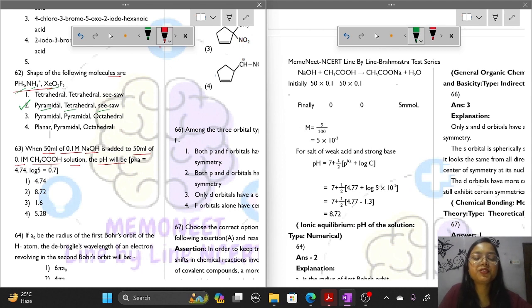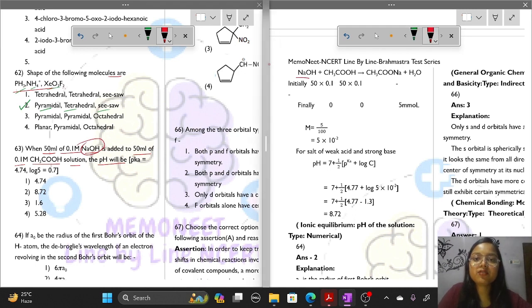It is a type of neutralization reaction, right? So 50 ml of NaOH plus acetic acid, what will it give? It will give sodium acetate and water. Sodium acetate is a salt. Initially NaOH has 50 ml volume and its molarity is 0.1 molar. Acetic acid has 50 ml volume and its molarity is 1 molar. So finally we will have NaOH as 0, CH3COOH as 0 and sodium acetate as 5 millimolar, right?